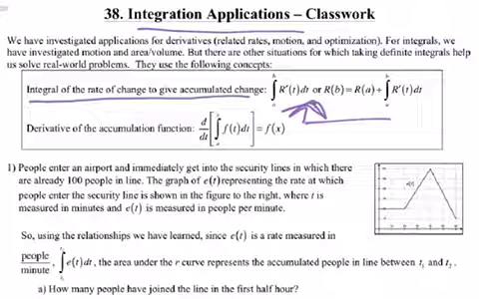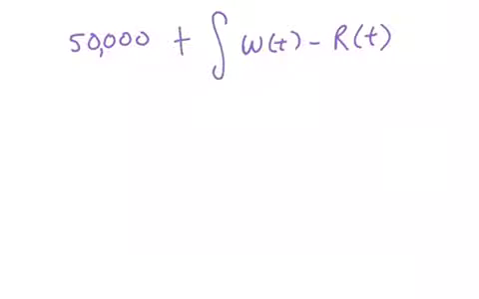Well, we're going to start with the 50K. So we have the 50,000, keep in mind, that's R(A) here, right? What are we going to do? We're going to add to that the integral of the change, and the change is W(t) minus R(t) dt, right?